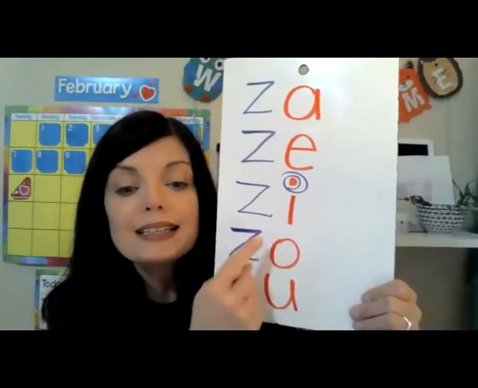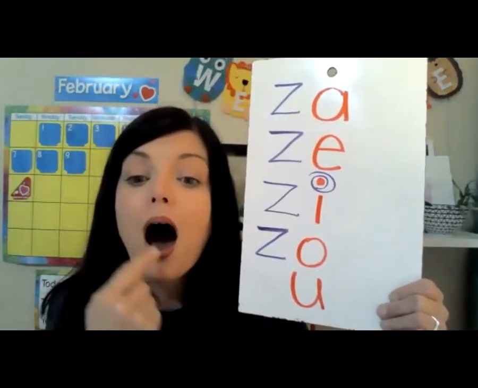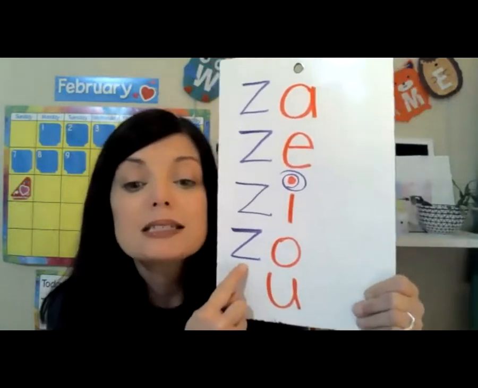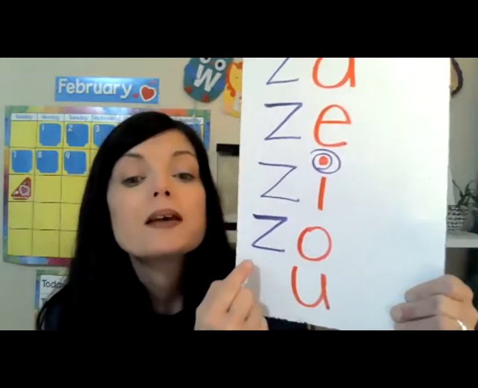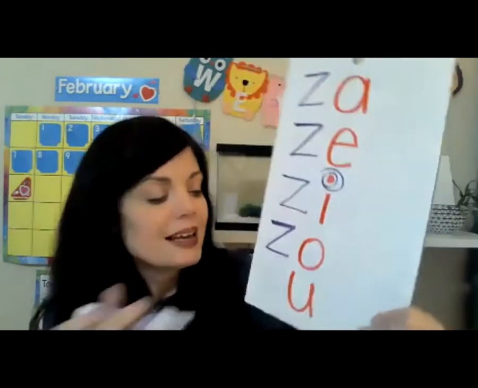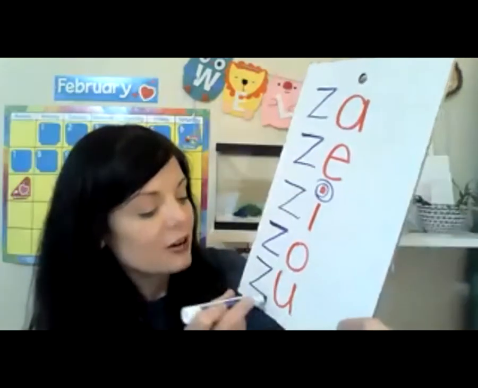An O all by itself says ah. Here we go. Z, ah, za. Let's put Z with the letter U.